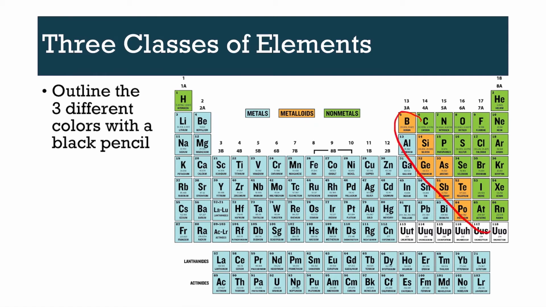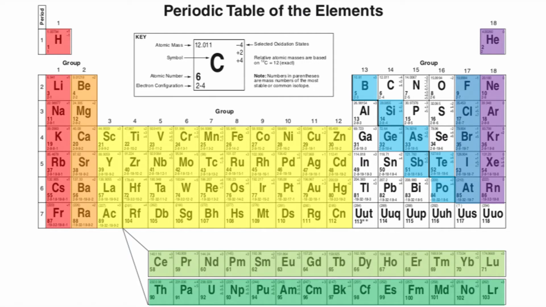So here's this metalloid staircase in orange. Anything to the left of it is a metal. So anything in blue is a metal. Anything to the right of that staircase is a nonmetal. Okay, so here is how I color code the periodic table.